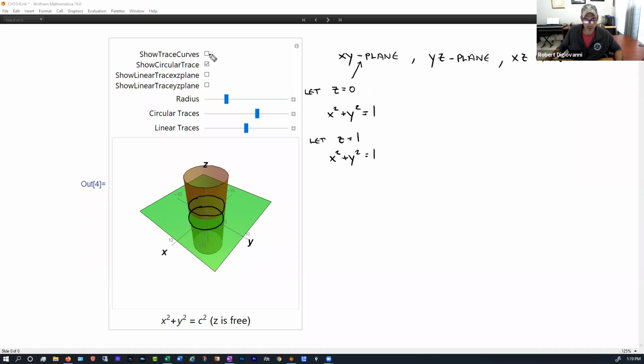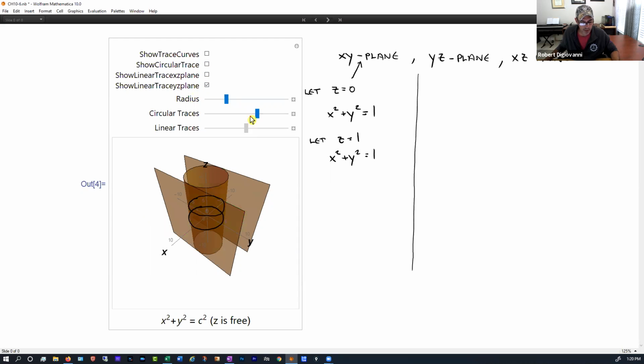So now I'll show you, I guess that's good. So if you put those circular traces together, you can see it starts to form the cylinder, right? Okay, so that's the XY plane. Let's talk about the YZ plane. So we're talking about a plane that looks like YZ, so here's YZ. Let me take this out.